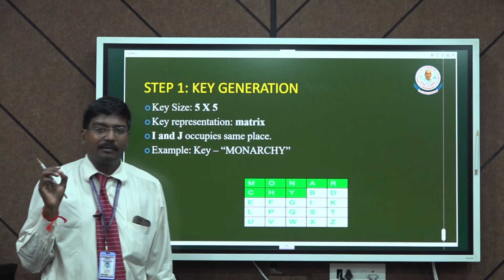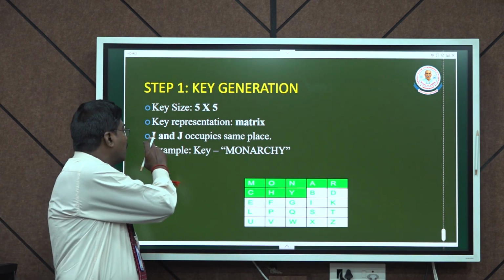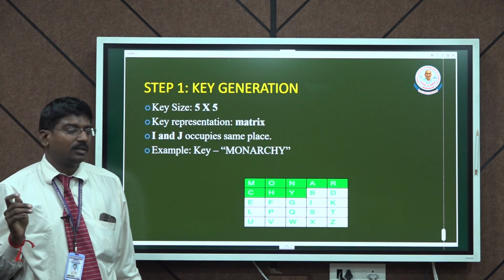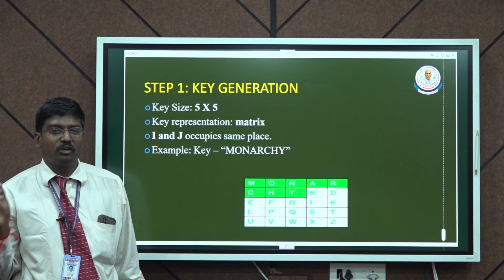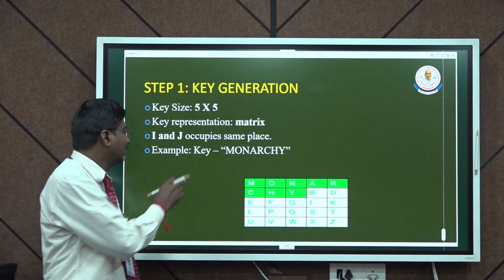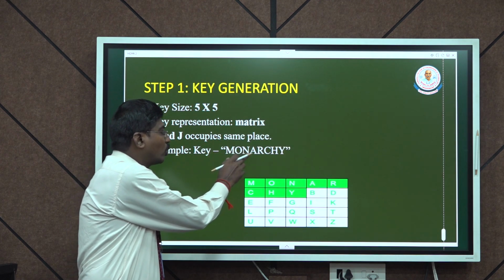The total alphabet size is 26, so here we place I and J in the same place. So, it can be occupied by the 25 characters from A to Z. Consider how to generate this key. For example, consider the key is monarchy.